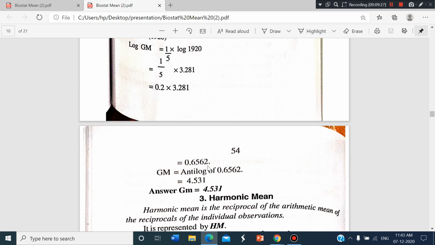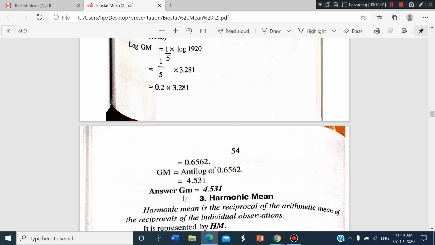So now we have to find the geometric mean, the anti-log of this. Using the log table, you can find the log value, and anti-log also you can calculate using the log table. The anti-log of 0.6562 is 4.3531. So the answer is 4.531. That is what you call the geometric mean.